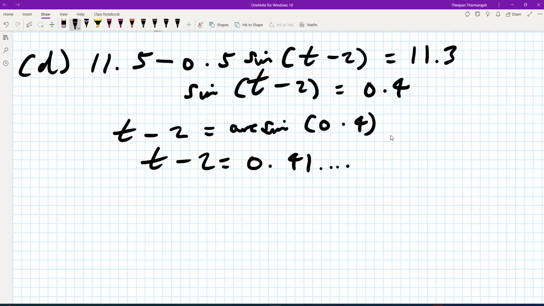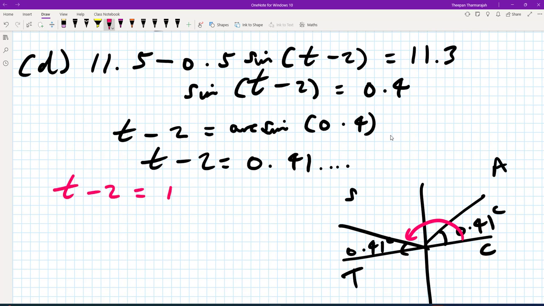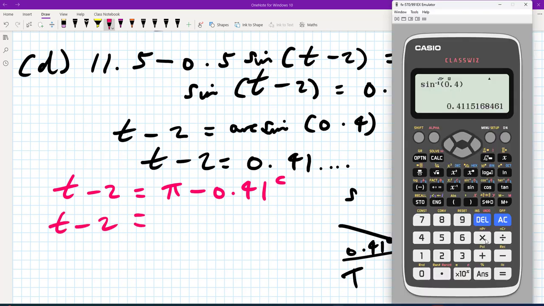And then don't forget we need to use the CAST diagram. So we're looking at sine. So put 0.41 radians there, 0.41 radians there, ASTC. The next solution is pi minus that. So t minus 2 is pi minus 0.41 radians. So we're going to do pi minus the answer.